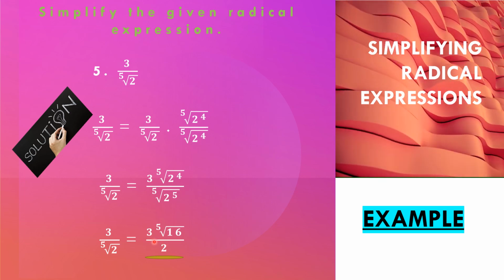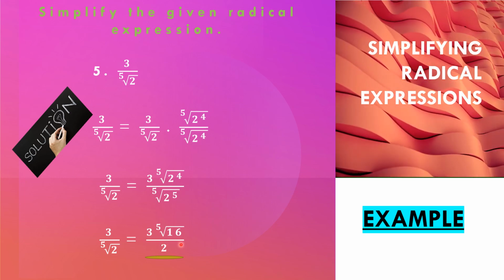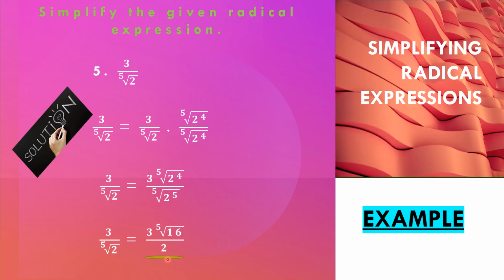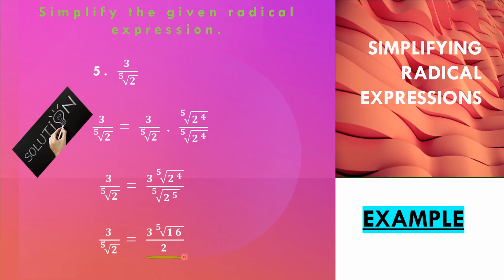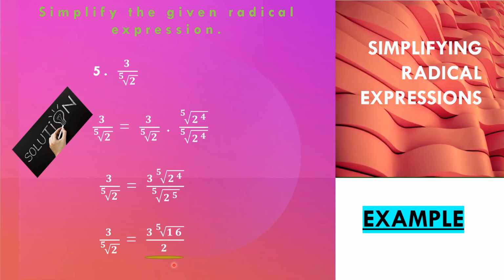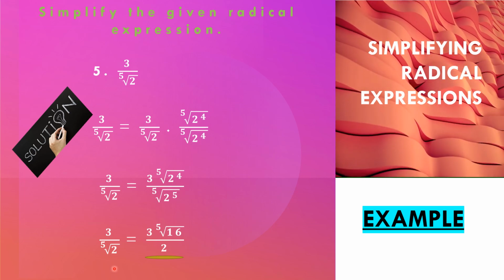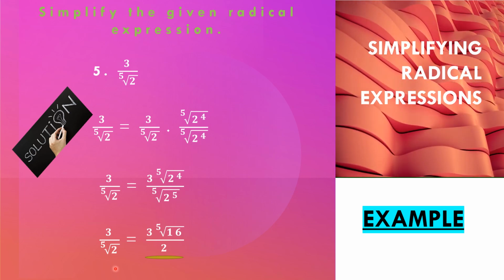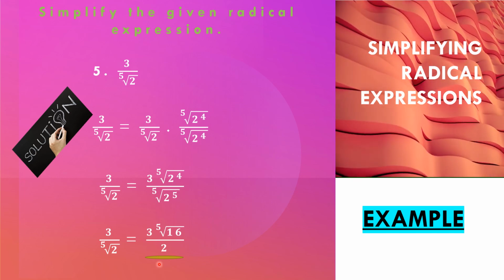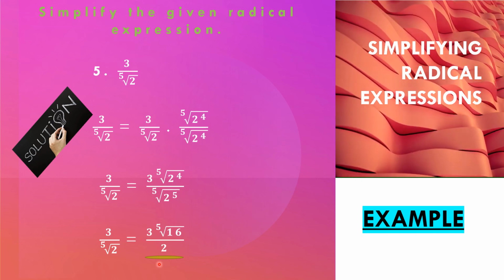So, our numerator is 3 5th root of 16. And then, denominator natin is 2. So, that is our final answer. So, the simplified form of 3 over 5th root of 2 is 3 5th root of 16 over 2.